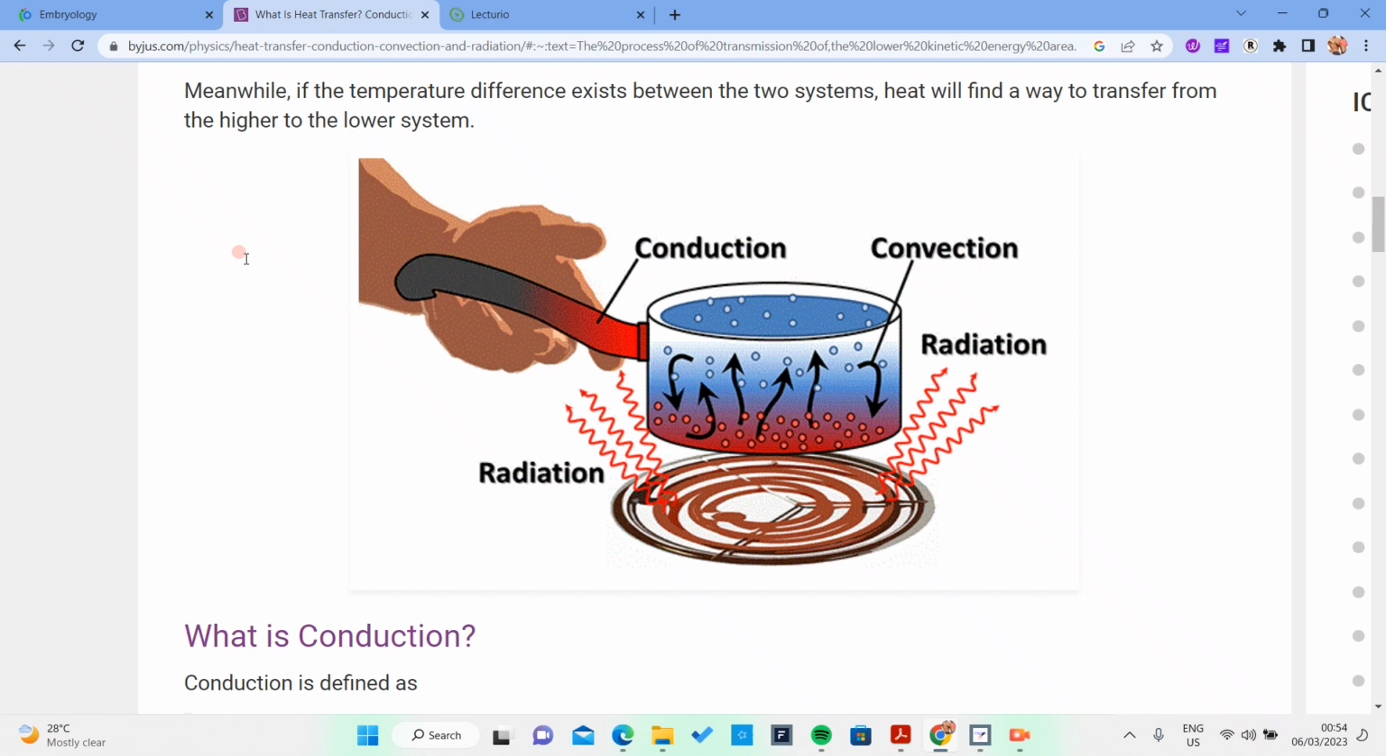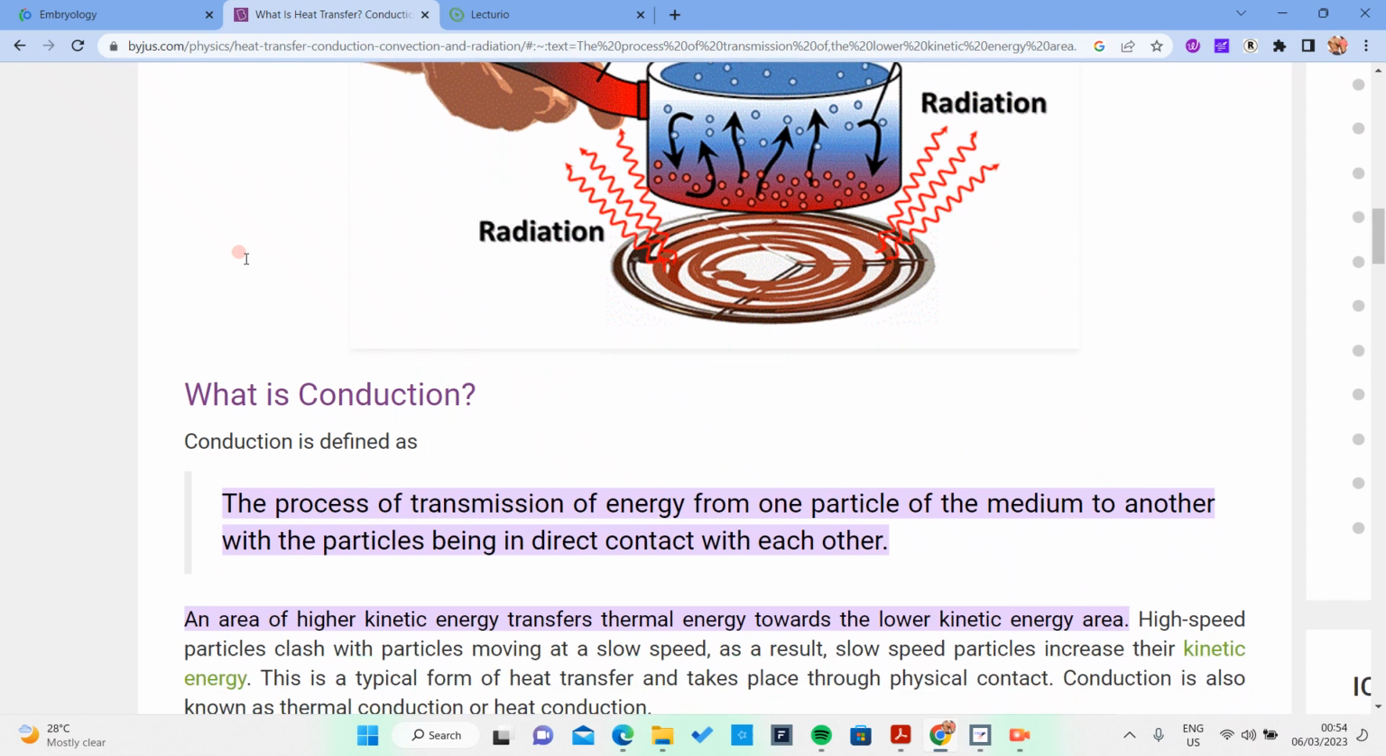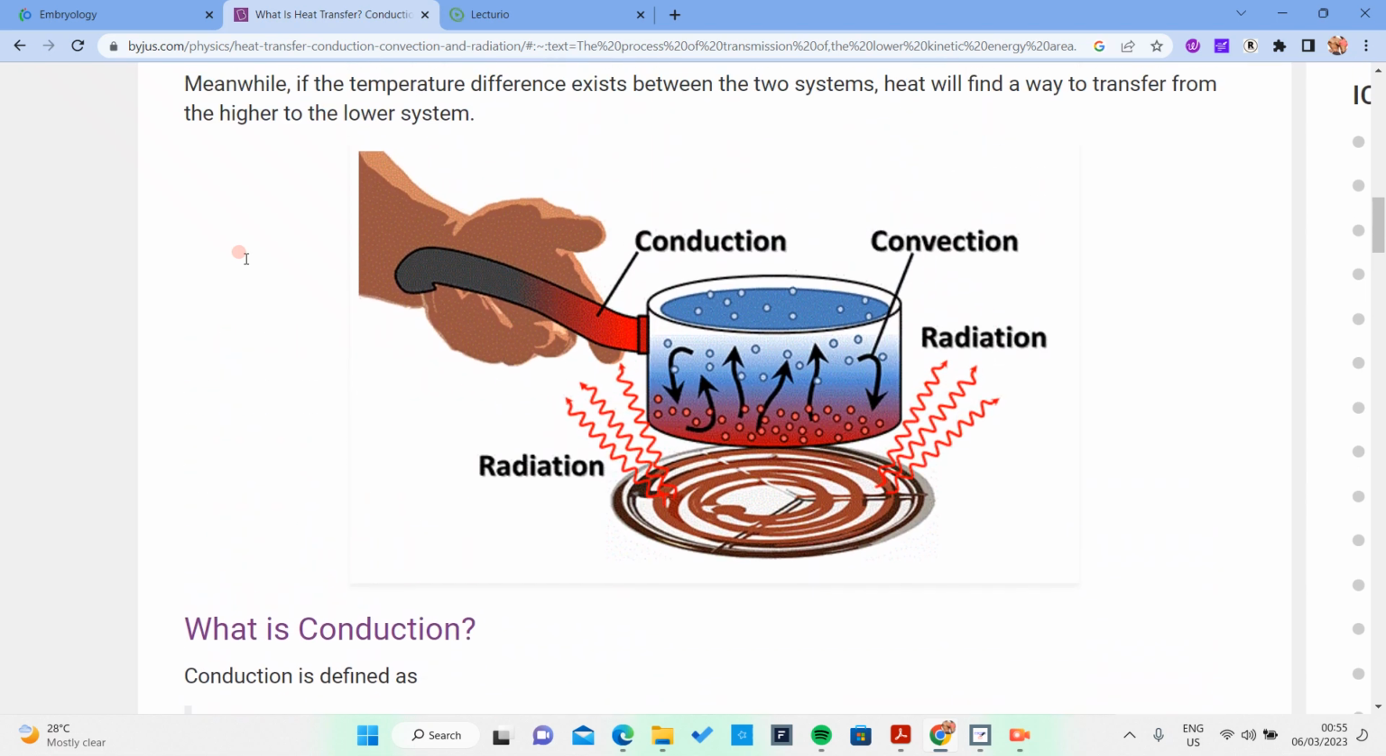This diagram gives you an idea of what conduction is. Conduction is at the handle of the pot. So basically, conduction is usually transfer of heat within a solid. An area of higher kinetic energy transfers thermal energy towards the lower kinetic energy area. So it does not necessarily have to be the way it's represented in this diagram, where you actually touch it.